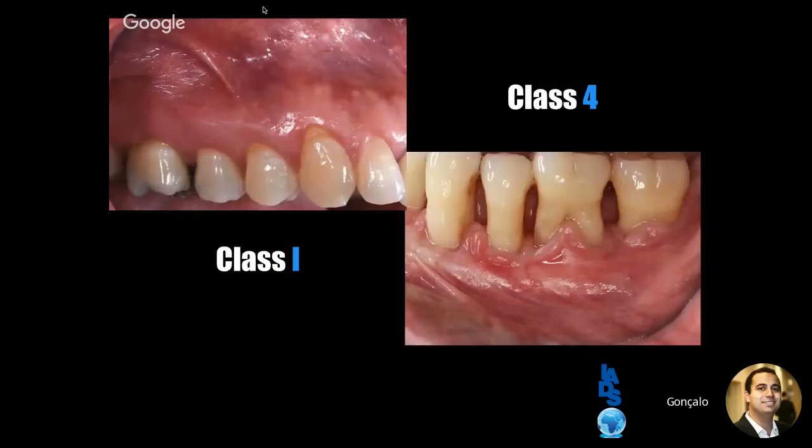So here you can see two of my cases. In the first image, you can see a class 1 gingival recession, which is predictable to treat. But in the second figure, you can see a class 4 gingival recession. This is a case of aggressive periodontitis, and you can see the severe attachment loss that these teeth have. So of course, in this case, it wouldn't be possible to have root coverage.